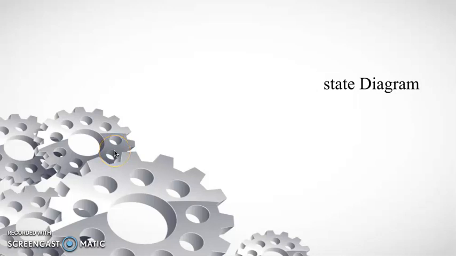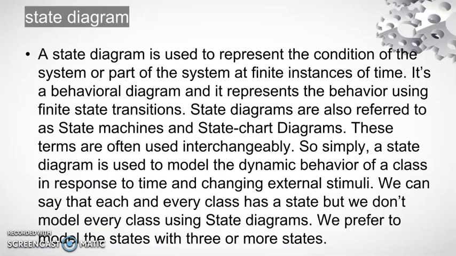Hello guys, so today I'm going to talk about what is a state diagram and what does it do. A state diagram is used to represent the condition of the system or part of the system at finite instances of time. It's a behavioral diagram and it represents the behavior using finite state transitions.